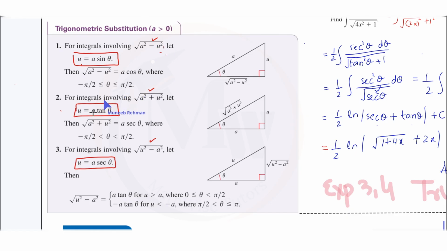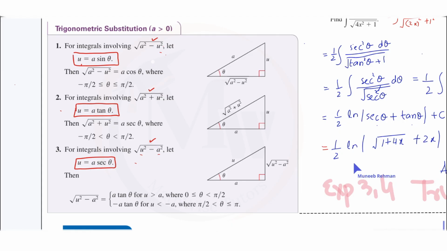Similarly, if you have a square plus u square or u square plus a square, if they are adding under the square root, then we simply put u equal to a tan theta. After plugging these values, you have to simplify the questions by using trigonometric identities, and remember the trigonometric identities. And if u square is first, a variable at the start, and a is later on, a constant, u square minus a square, then it will be u equal to a secant theta.